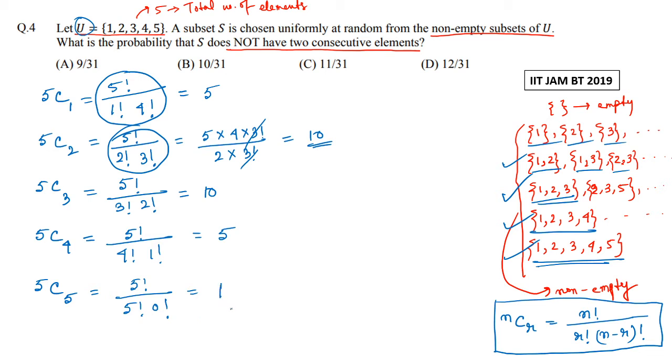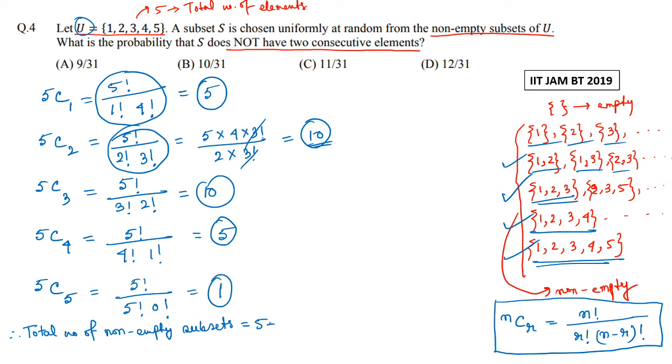So the total number of non-empty subsets is equal to 5 plus 10 plus 10 plus 5 plus 1, that is equal to 31. So 31 is the total number of non-empty subsets. I hope you could understand. And see here, all the options have denominator as 31. That is the total number of non-empty subsets.